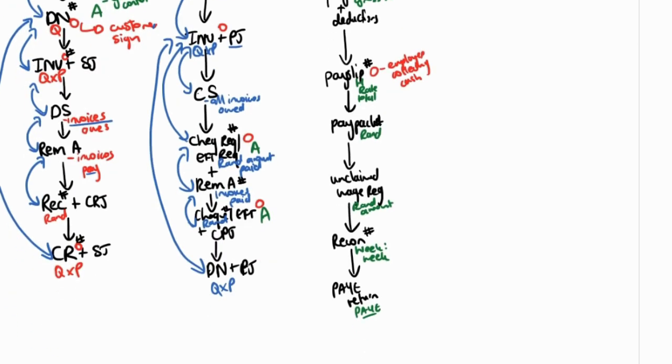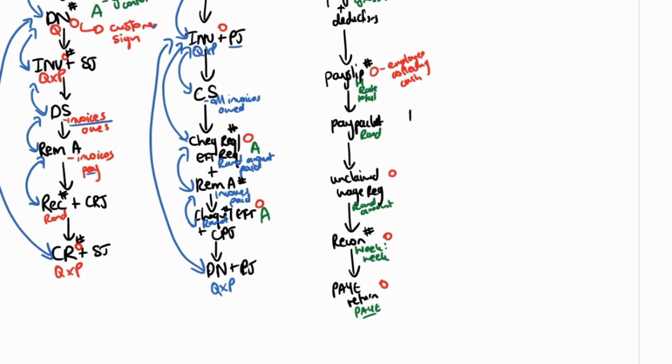The unclaimed wage register must be authorized because this is going to say who didn't collect their money. The recon must be authorized and the PAYE return authorized. Segregation of duties, everywhere where we've got a black arrow.